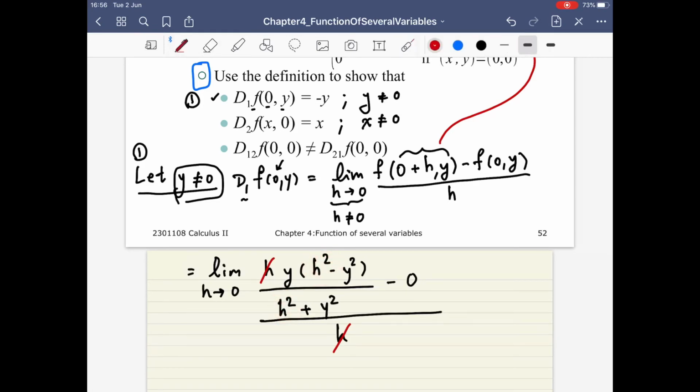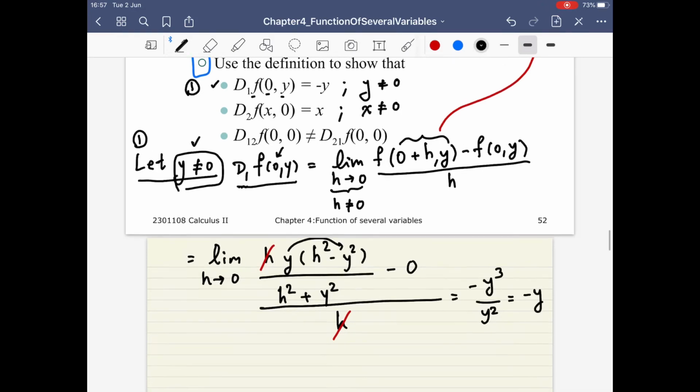So what you end up with is negative y cube. You see y cube here, and then over y square. And because your y is not 0, you got negative y. Okay, so this one is your d1f at the point (0, y), where your y is not 0.